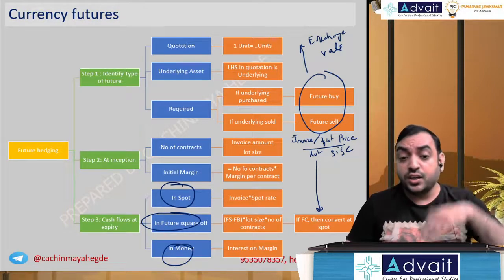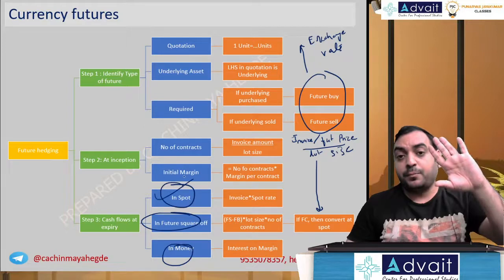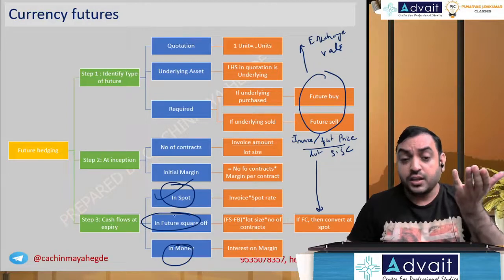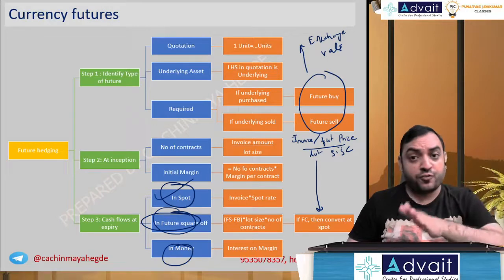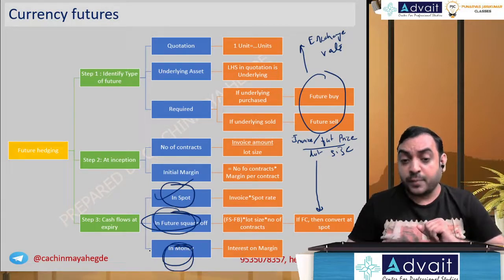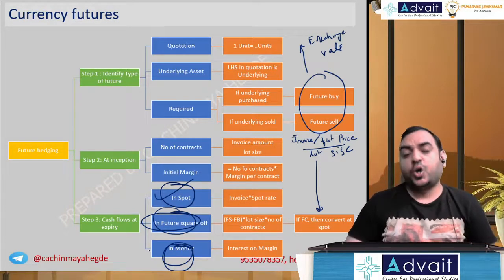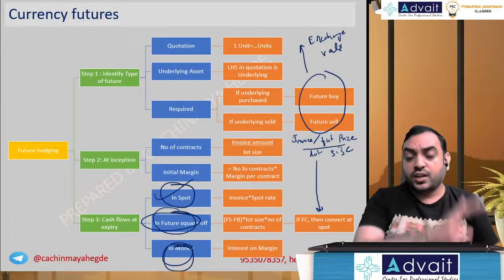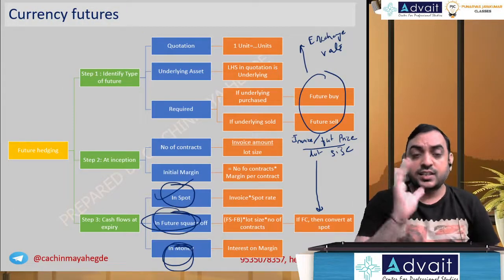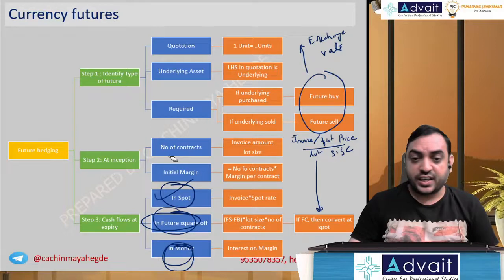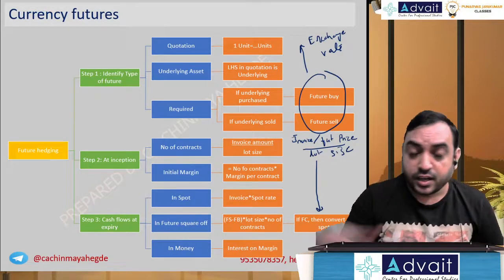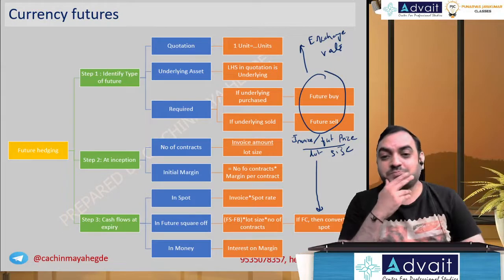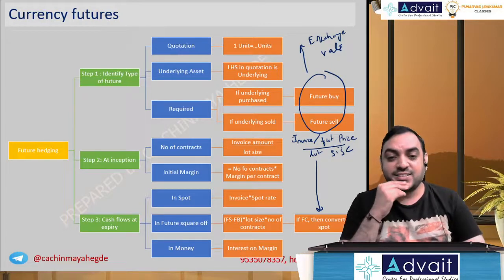If it's an importer, spot market, you make a payment, outflow for importer. In square off, maybe inflow, maybe outflow. If it's a profit, inflow; loss means outflow. In money market, it will always be outflow. So this is the currency future position. You can take it down or take a screenshot and copy down later. If you have any doubts, you can get clarified.